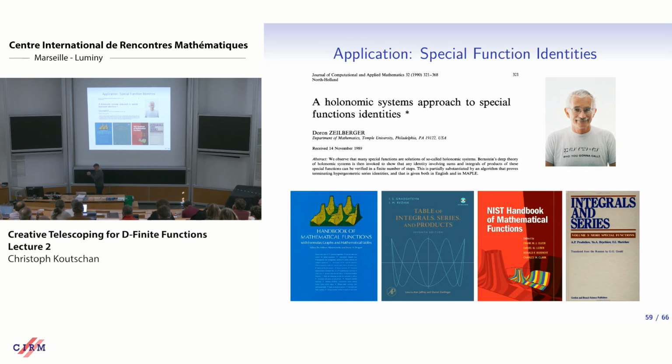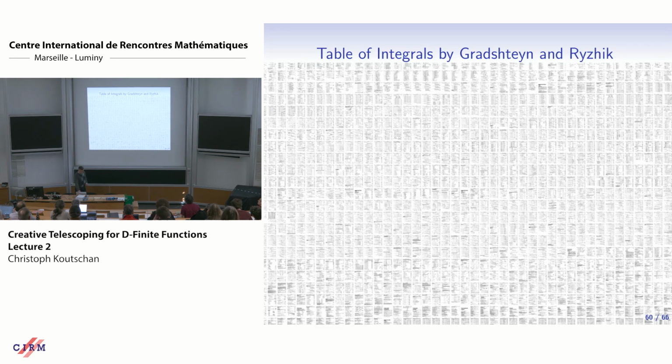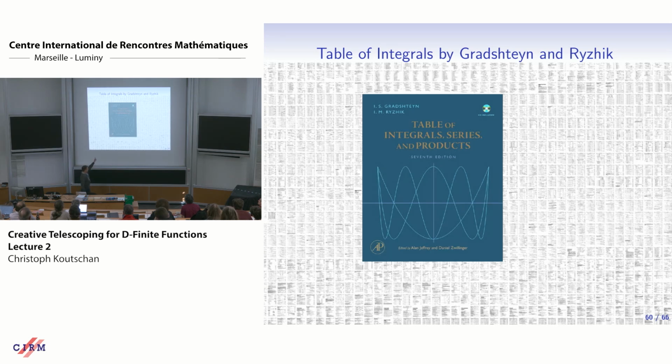Let me, in the end, just mention a few applications before I come to the outlook. As the title of this seminal paper says, the primary application of this whole theory is to prove special function identities. There are many old books about this that contain long tables of identities, of evaluations of integrals, series, sums, whatever. And many of these things can now be done automatically. So let's open one of these books. This is the Gradshteyn and Ryzhik book.